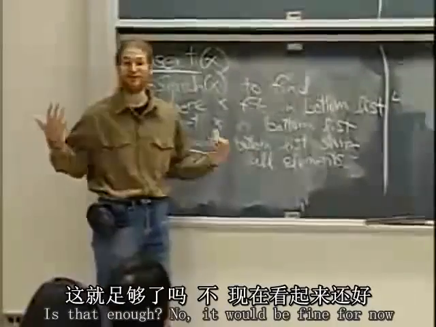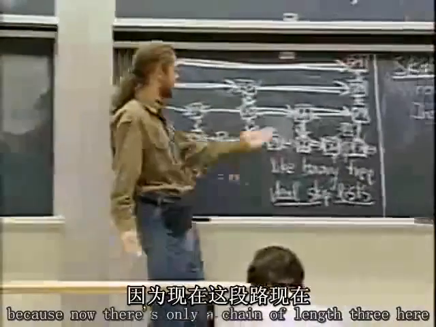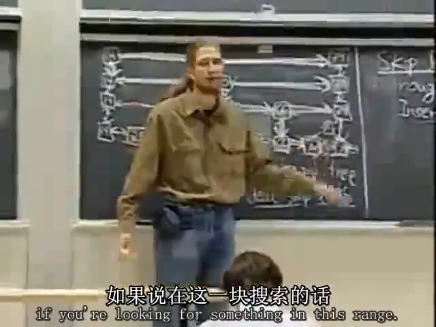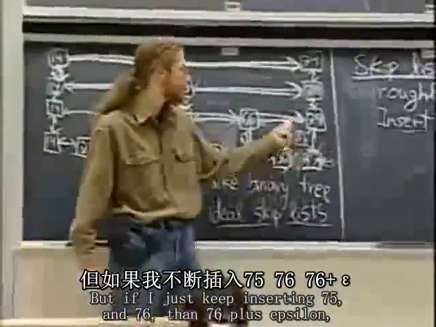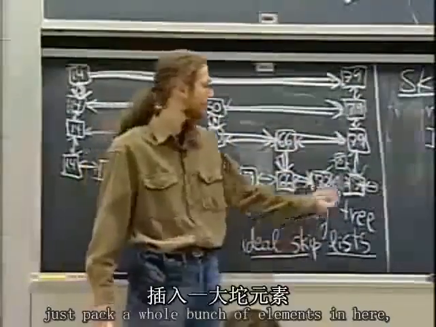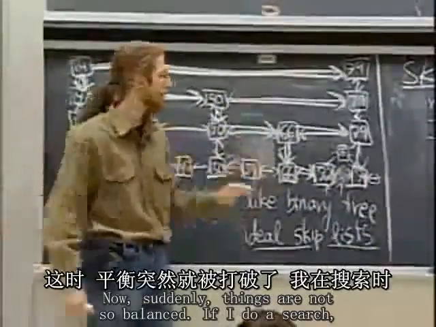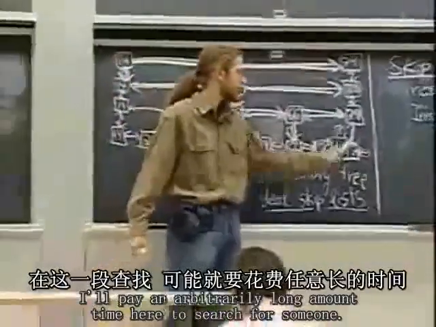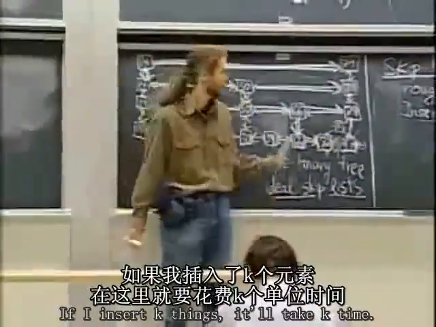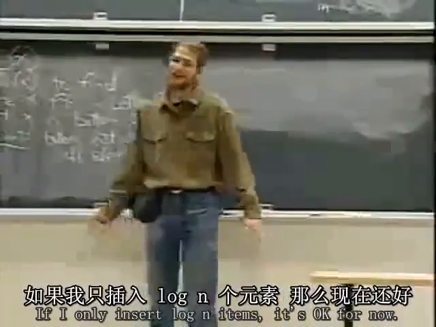Is that enough? No. It will be fine for now, because now there's only a chain of length 3 here that you'd have to walk over if you're looking for something in this range. But if I just keep inserting 75, then 76, then 76 plus epsilon, and 76 plus 2 epsilon, and so on, just pack a whole bunch of elements in here, this chain will get really long. Now suddenly things are not so balanced. If I do a search, I'll pay an arbitrarily long amount of time here to search for someone. If I insert k things, it'll take k time. I want it to stay log n. If I only insert log n items, it's sort of okay for now.